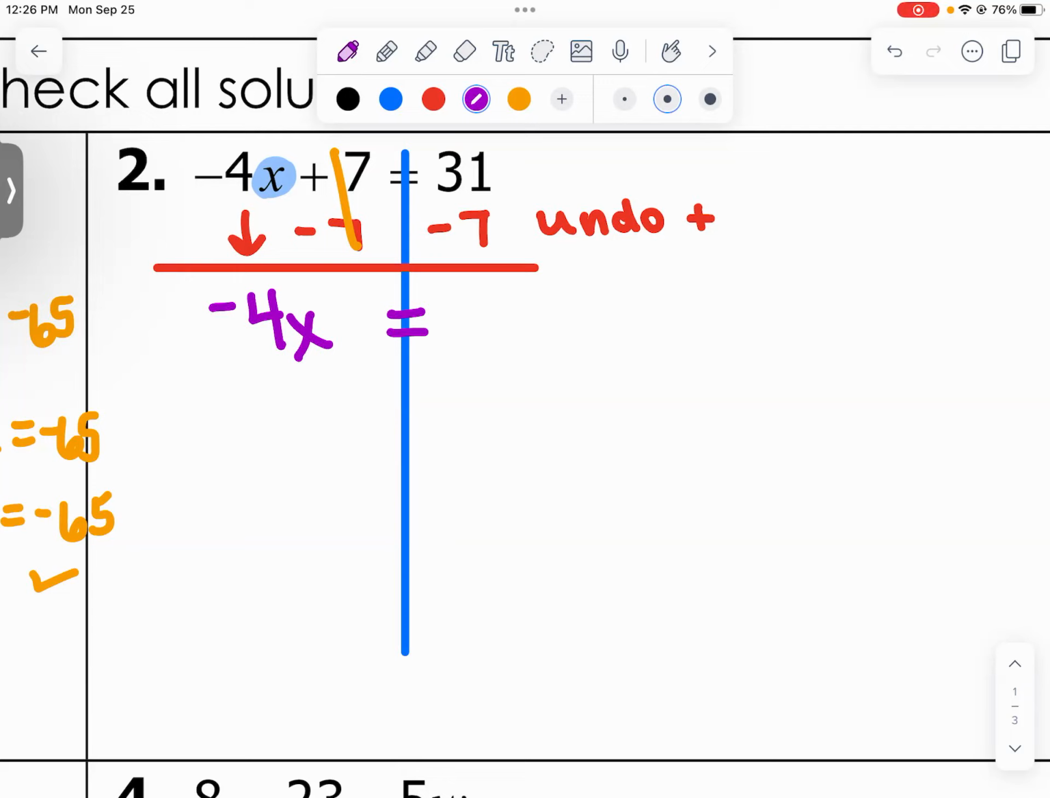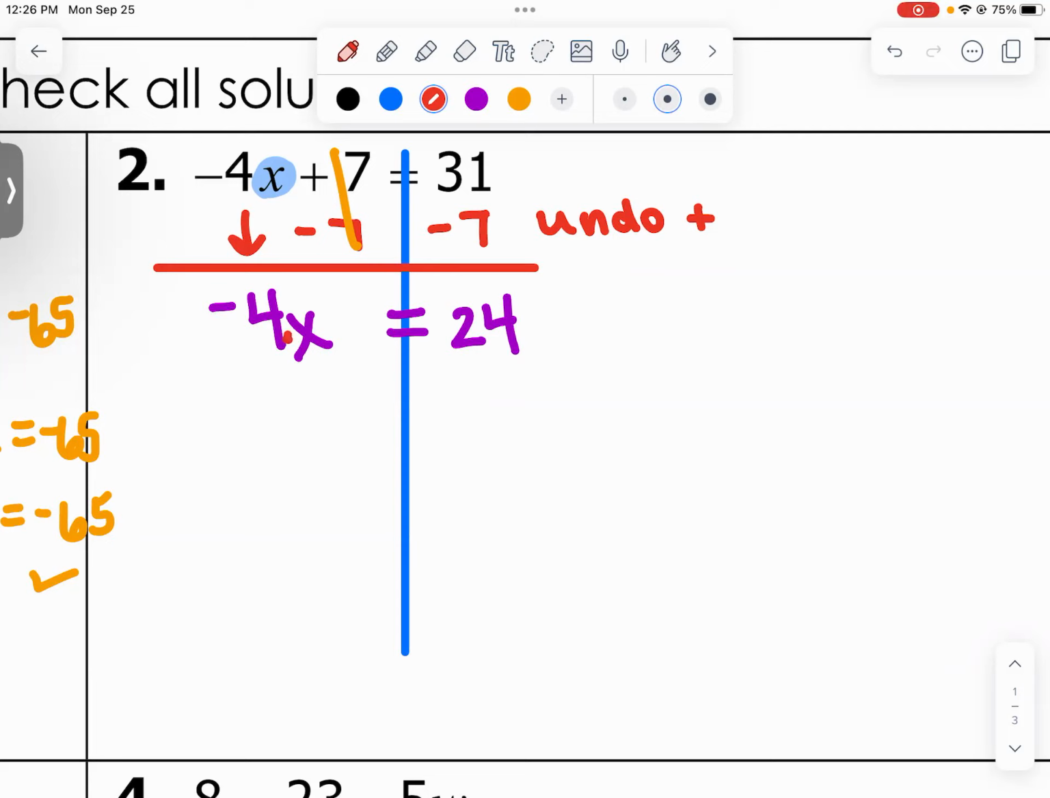Dimitri, what's 31 minus 7? 24? Do you agree with Dimitri? Great. Okay, Riley, how is the -4 tied to the X? What do you say, Riley? I'm gonna go with Jackson. No. Well, operation is in between the -4 and the X.